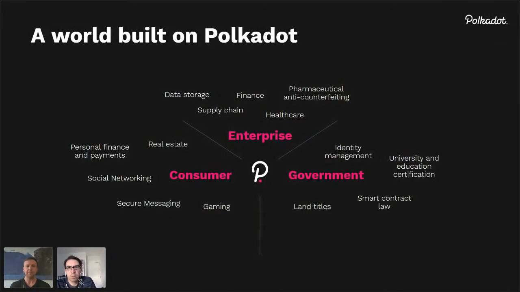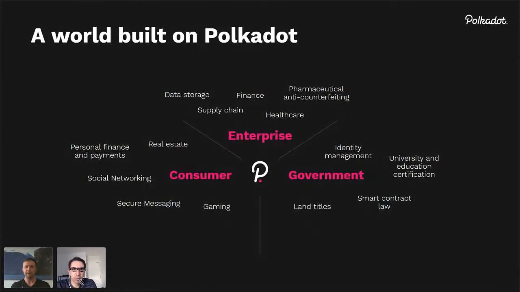So getting close to wrapping up, what does the world look like in terms of use cases on Polkadot? This really runs the full spectrum from consumer to enterprise to government. And on the next slide, I'll get into some examples of ones that are already being built. But just to be brief, government blockchains, Bill mentioned identity, land titling, smart contract law, could be very potential use cases on Polkadot. Finance and healthcare or anti-counterfeiting are great examples of enterprise use cases that we will see pop up in the network.